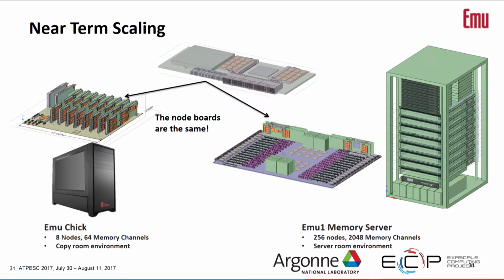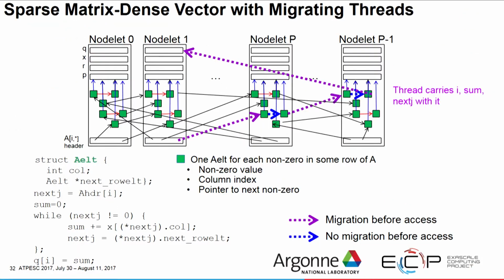And near term, we're going to take the same card and put a lot of these cards into a denser motherboard and stick a lot of these in a rack, so that we can get like 2,000 of these memory channels in a single rack.